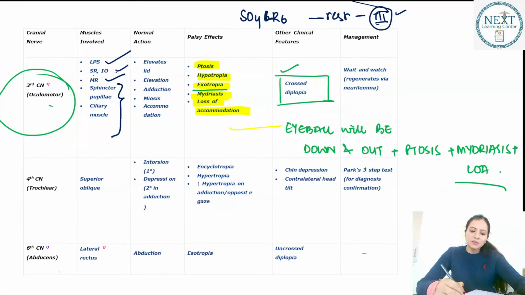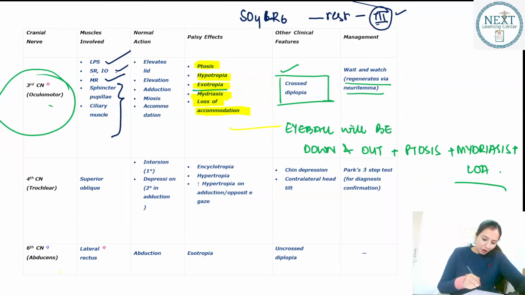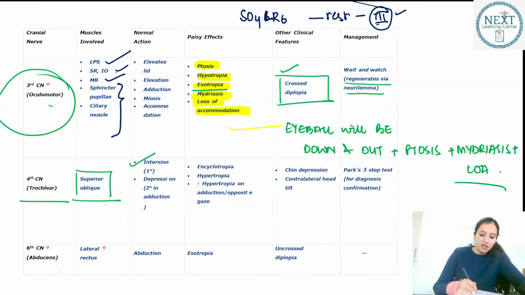Looking at the management, we are just going to wait and watch because the third cranial nerve will regenerate via its neurolemma. Talking about the fourth cranial nerve, that is trochlear, it will supply your superior oblique muscle, which is responsible for intorsion, depression and abduction.